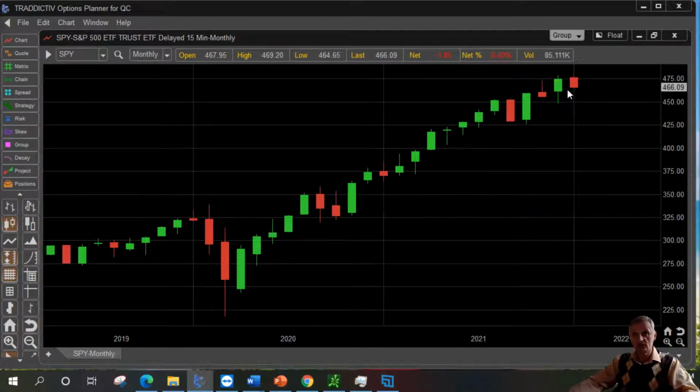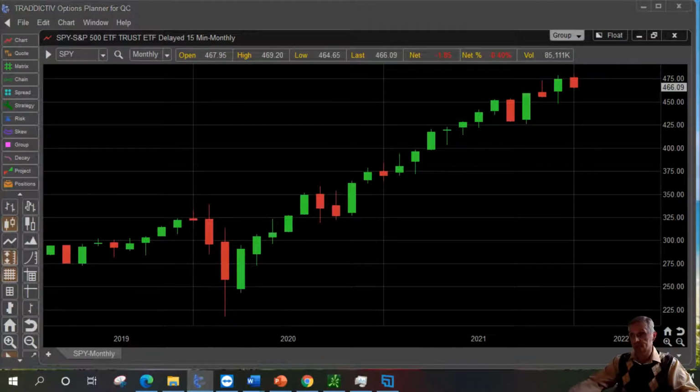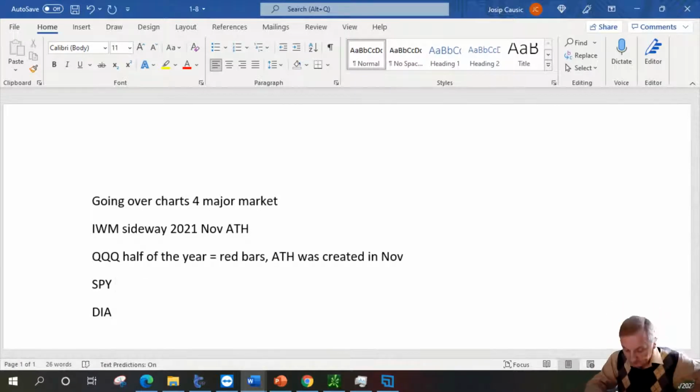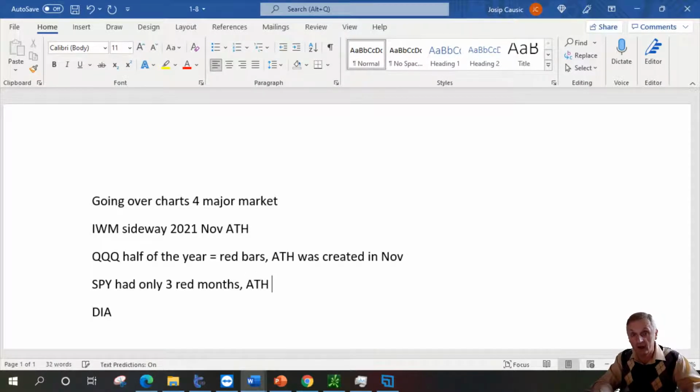So what I'm going to do right now is add this piece of information to my analysis, so it will be very clear that the SPY had only 3 red months in the entire 2021. Okay? Only 3 red months in 2021. The all-time high of November was taken out in December, and we closed at a new all-time high in December.